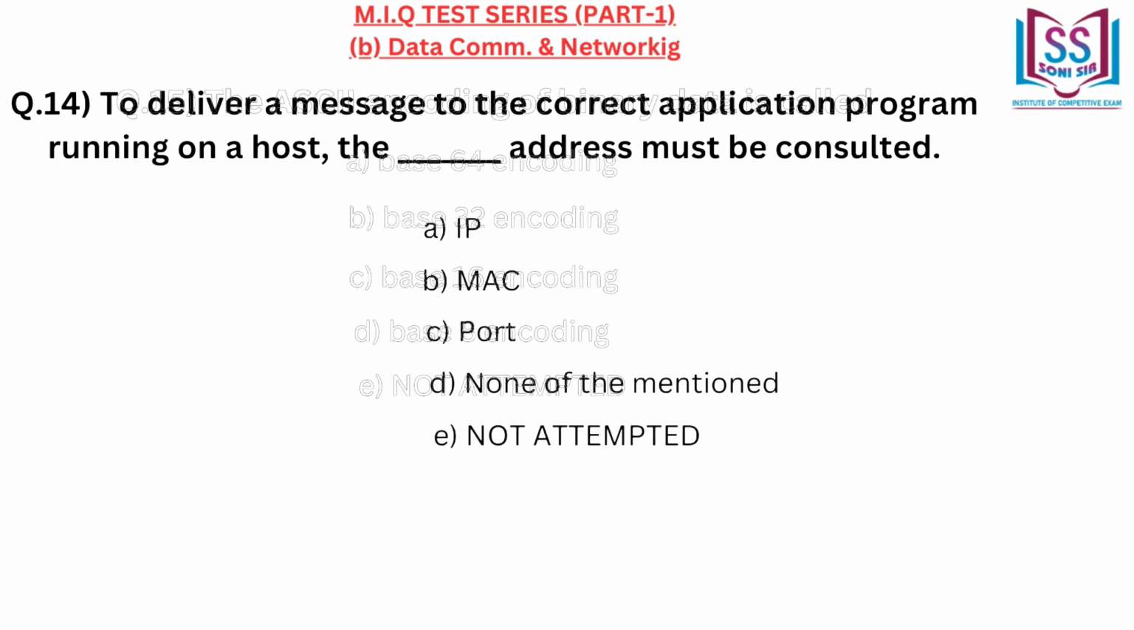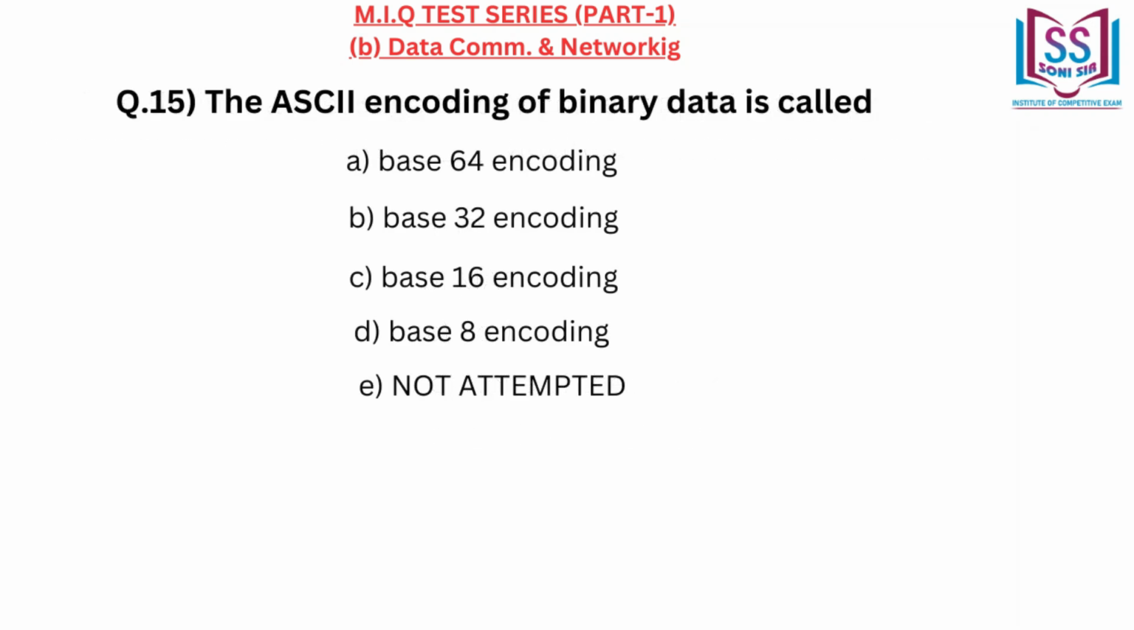The ASCII encoding of binary data is called A. Base 64 encoding. B. Base 32 encoding. C. Base 16 encoding. D. Base 8 encoding.